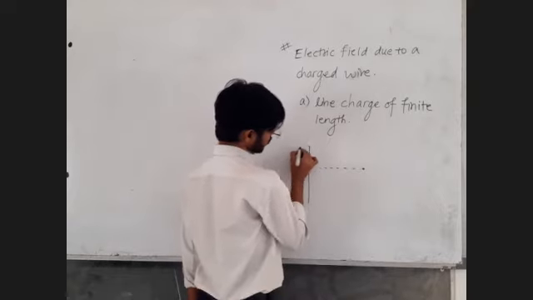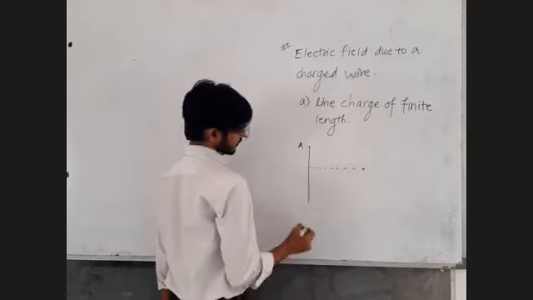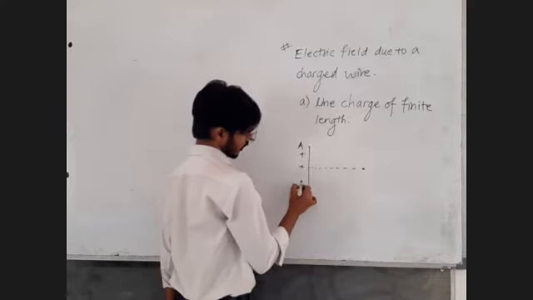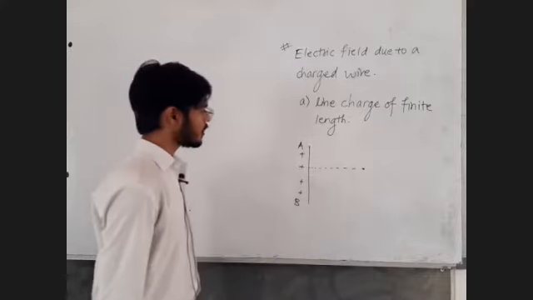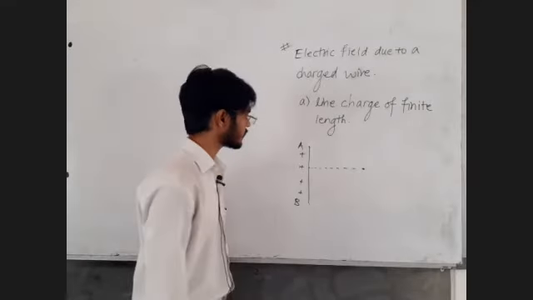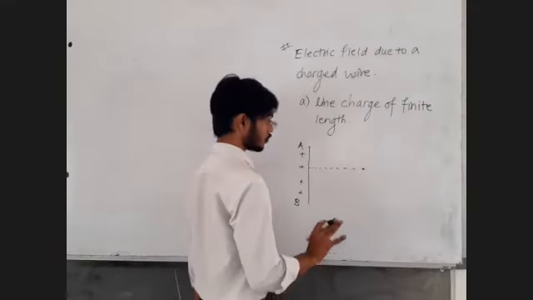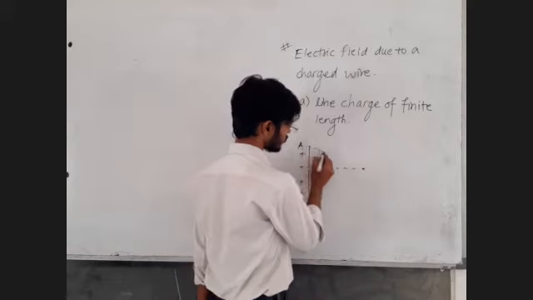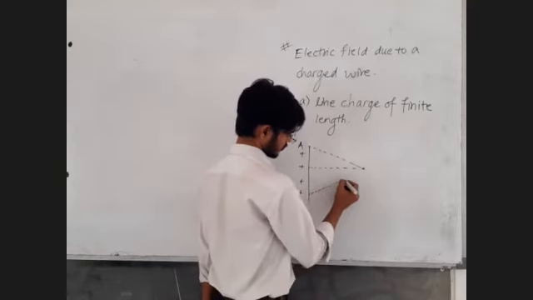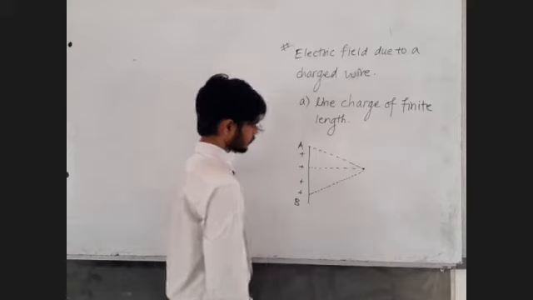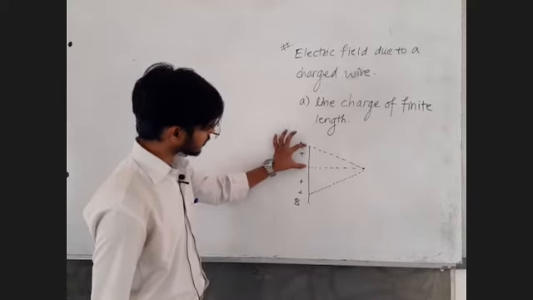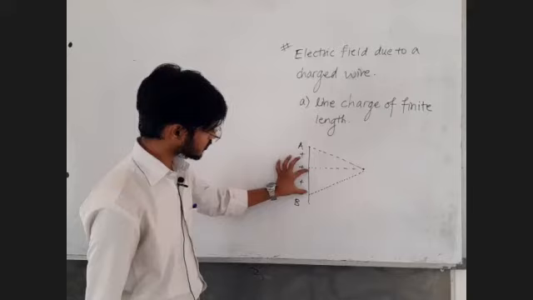Fine. This is the wire. The wire starts at point A and ends at point B. Let's say the wire is positively charged. Now try to understand, do not draw anything. Let us first do some geometrical rearrangement. This distance is equal to this distance.